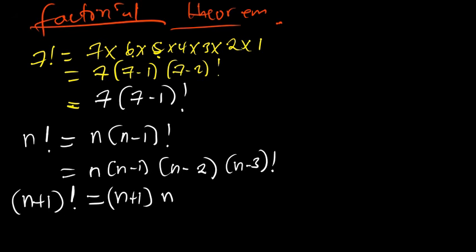If I decide to end on n, I'll put factorial. But if I want to keep on going, it will be n plus 1, then n again. If I want to keep on going, it will now be n minus 1. As long as I decide to end there, I put factorial. Interesting, right?